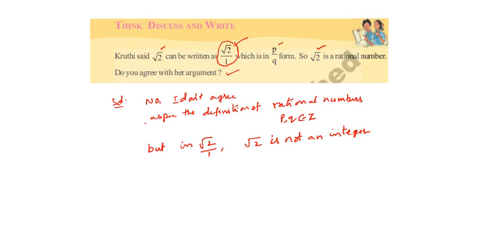Then the union of rational and irrational numbers is called real numbers.